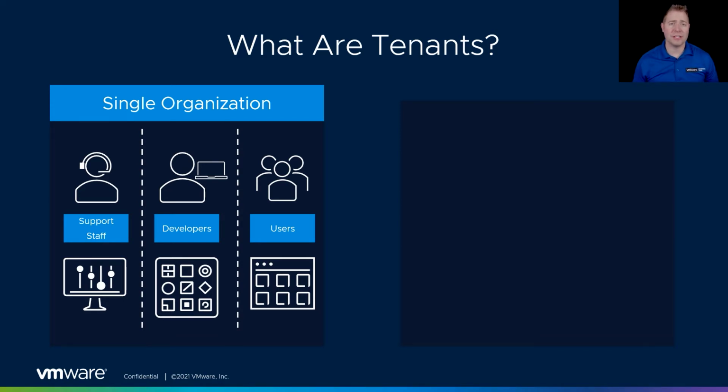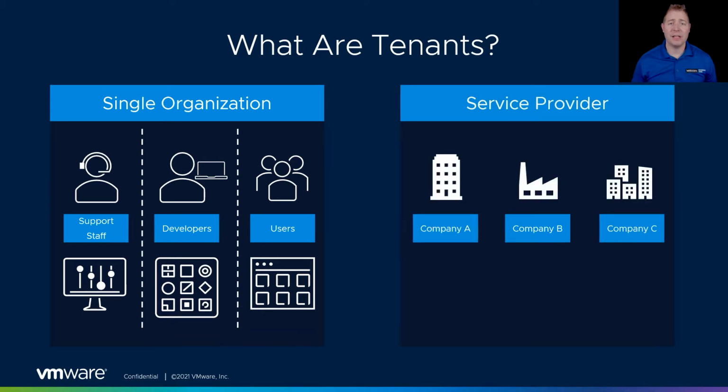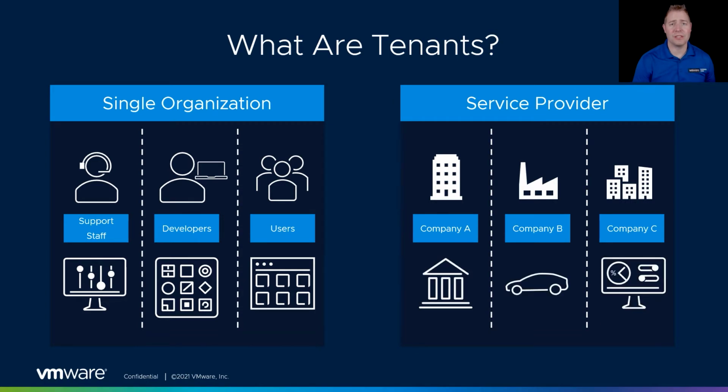Or alternatively, this is our second example, we could be a service provider. We've got company A, company B, and company C. Each one of those companies requires a different set of resources, and we would use tenants to isolate them from each other to provide those resource needs.